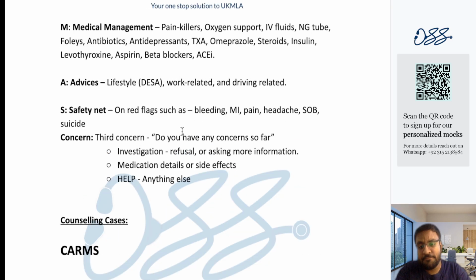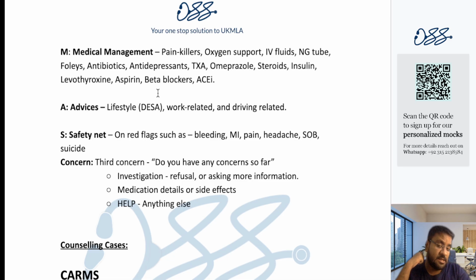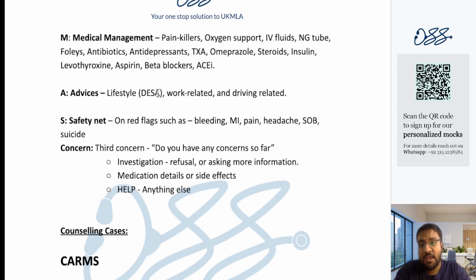Just one thing that is kind of important is that in the cases where you're admitting the patients, in the cases where you are in the A&E and retaining the patient in your hospital facility, the advices and safety netting would not become very important.